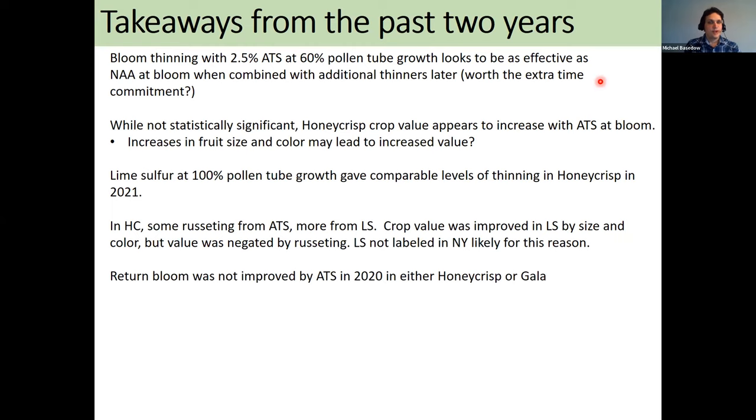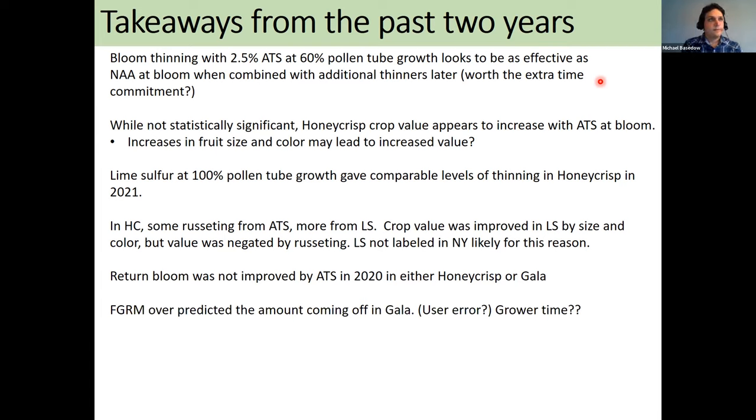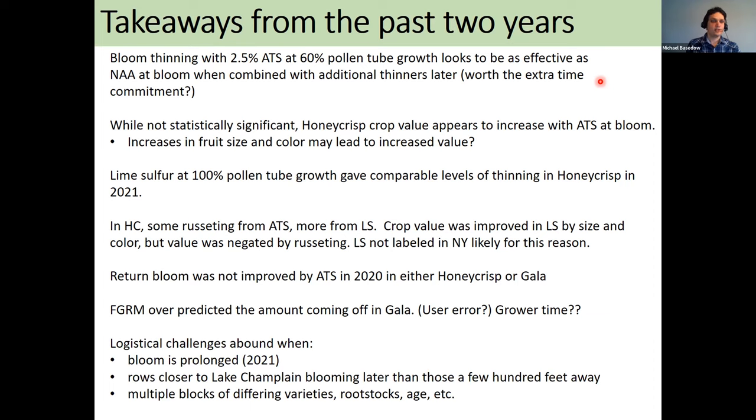So return bloom was not improved by ATS in 2020 in either our Honeycrisp or our Gala trial. Again, we know that was a very stressful year, so I'm curious to see what we find out in the next few weeks. As far as the fruit growth rate model, it did overpredict the amount that it took off on our Gala trial, but I do think that part of that was from my own user error. So we're going to be adjusting that a bit this year. And again, there is a bit of a time commitment for doing that, but I do find it very valuable. If you do have the time, it is a really nice way to have a sense of how much thinning you've done with your previous application. So if you have that time, I do recommend using it. And Terence will talk more about that shortly.